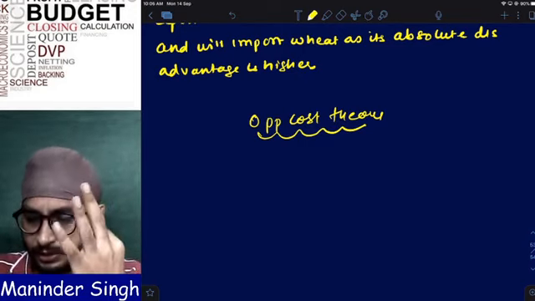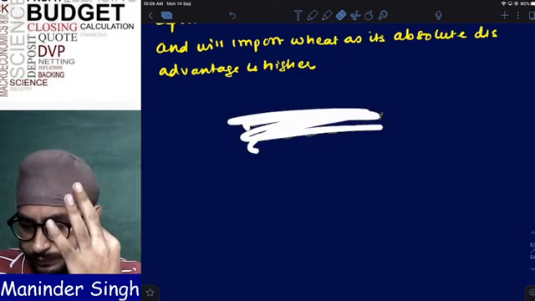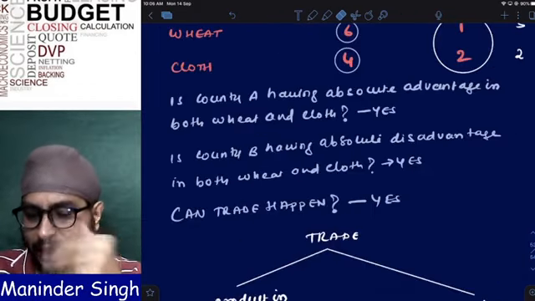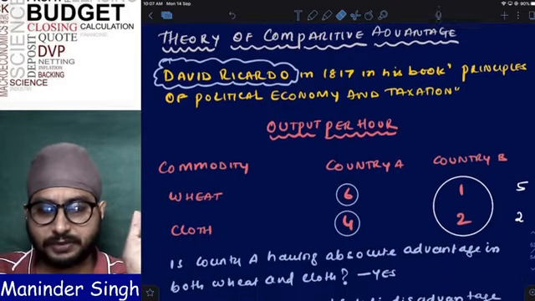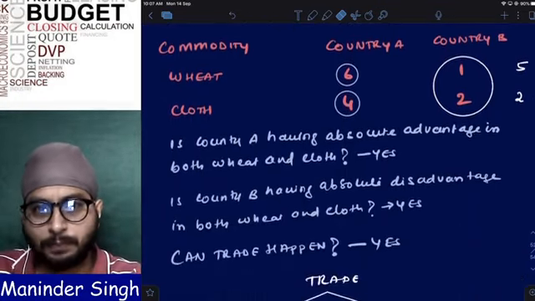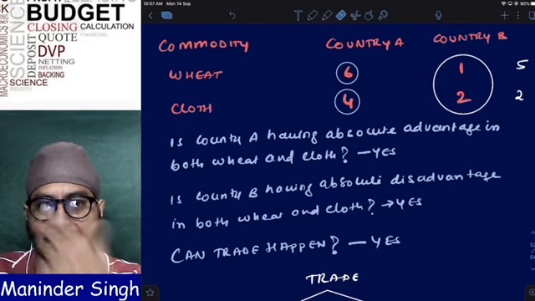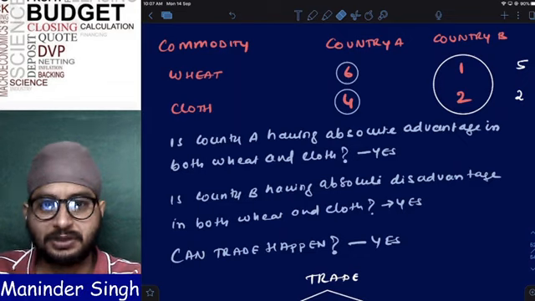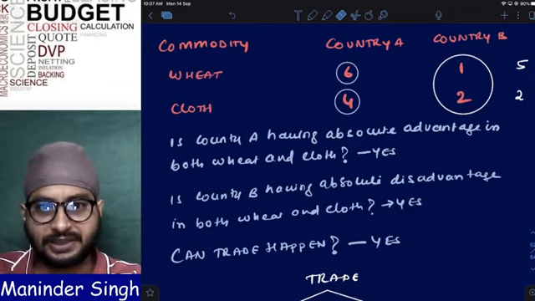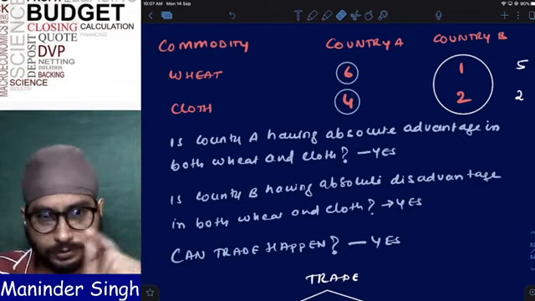Number three, clear? Number three: in any of the three cases we have seen till now, will I stop my production? No, I will not stop my production. I will produce lesser, but I will produce.